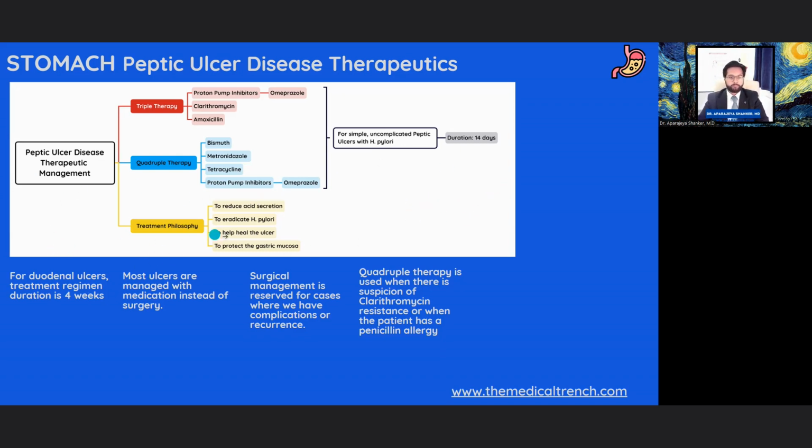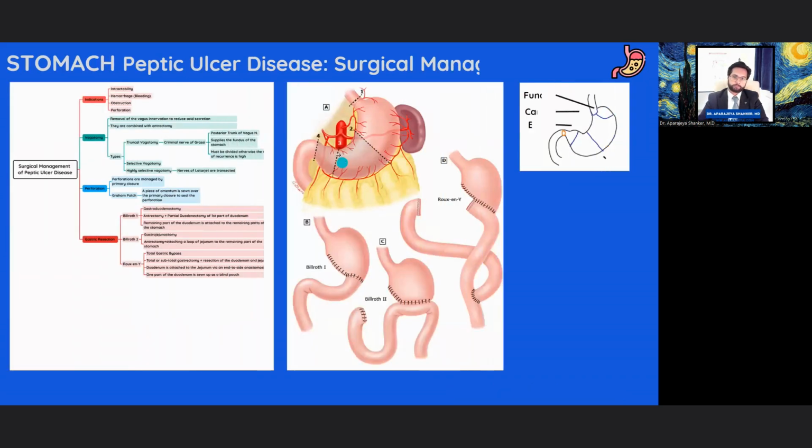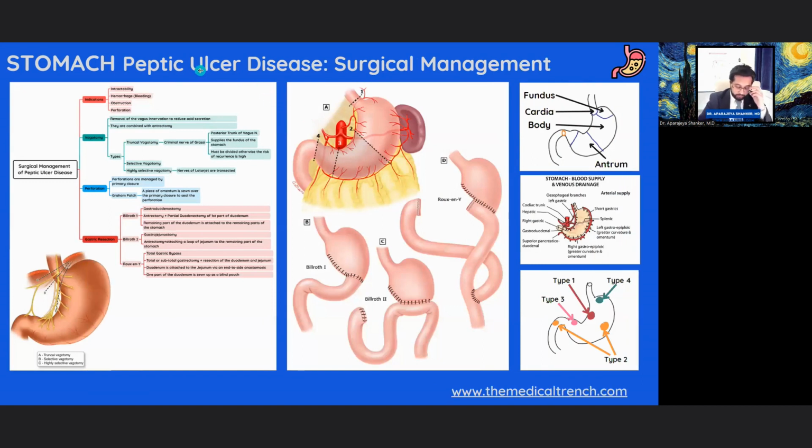Now, we choose surgery when we think that this therapy is not working. So after 4 weeks, if you see that the ulcer is still there, the patient still has symptoms, there is still evidence of infection or bleeding, or if there is some kind of perforation, then in that case, we move on to surgical management. Now, with surgical management, remember, again, we are going to go through the indications here: intractability, hemorrhage, bleeding, and obstruction and perforation. If any of these are the characteristics of the ulcer that you see on the follow-up or upon initial presentation, then you need to do surgical management, right?